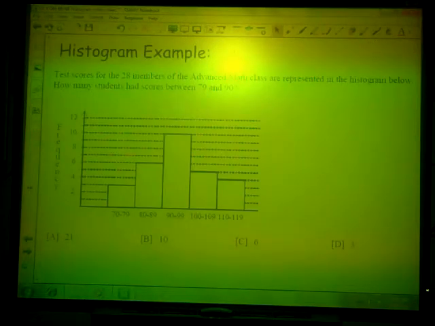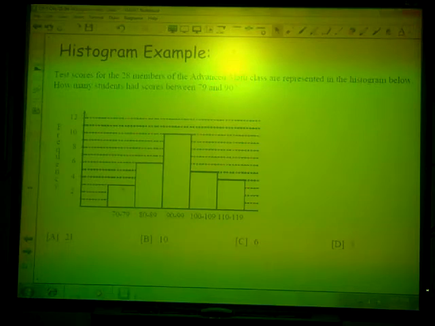So here's our first example of a histogram. If we take a look at what it says, I'll read it to you so it's not too difficult. It says test scores for the 28 members of the advanced math class are represented in the histogram below. How many students had scores between 79 and 90?